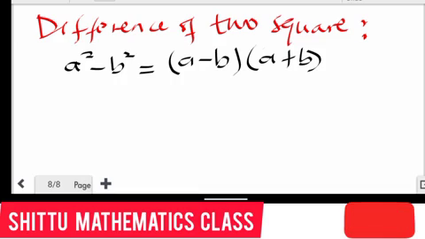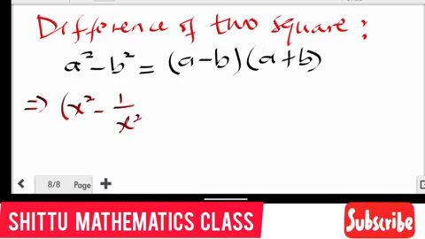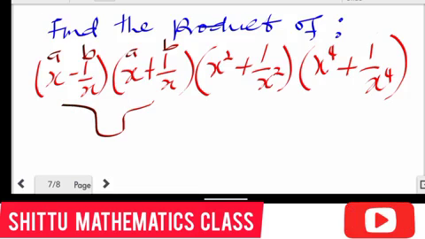We are going to be having x² minus 1 over x², because this is going to be x² - 1/x². That is what the two brackets are going to give us.